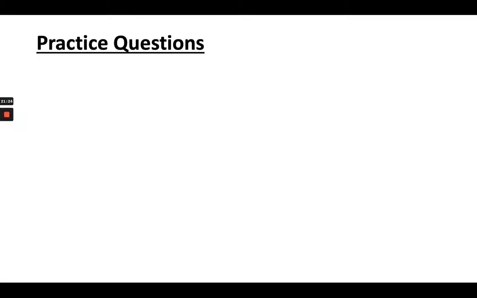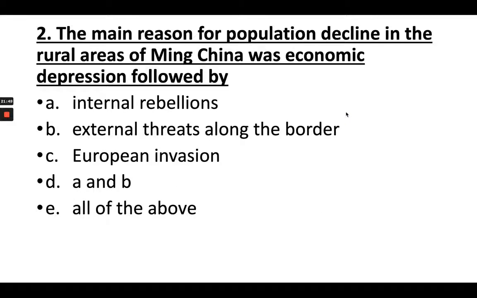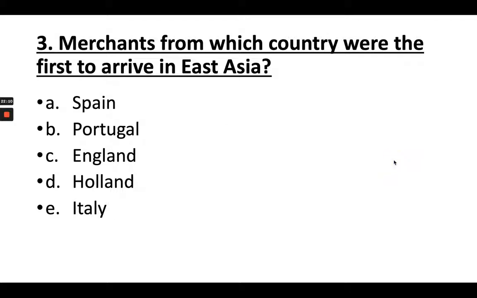So let's do a few practice questions. European visitors to Ming China in the 16th century were the main reason for population decline in rural areas of Ming China was economic depression, followed by merchants from which country were the first to arrive in East Asia?